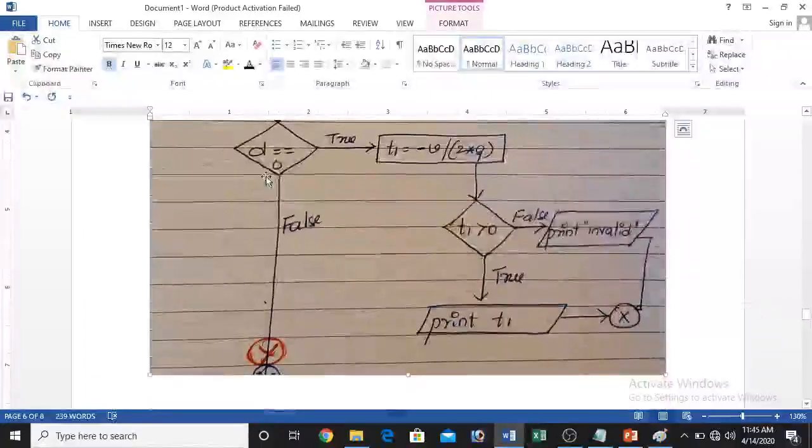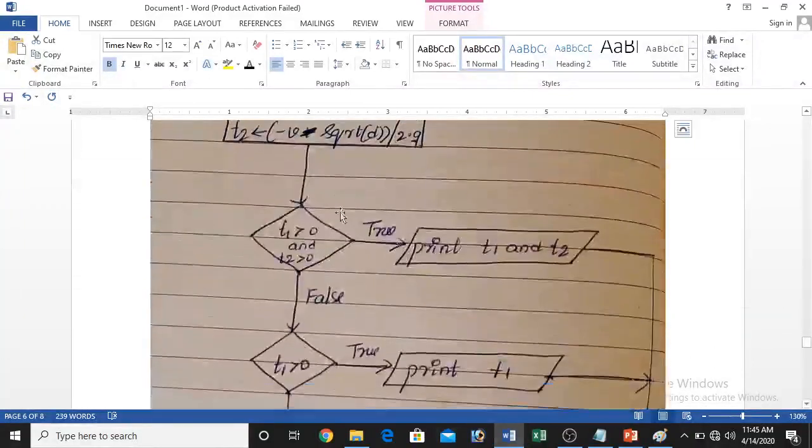Then after discriminant is 0, after calculating the time, which is equal time, and if it is positive, I will print, I will connect it to stop. If it is invalid, I will connect it to stop. So this is exactly the flowchart for that particular program. Now let us see the program with respect to this.